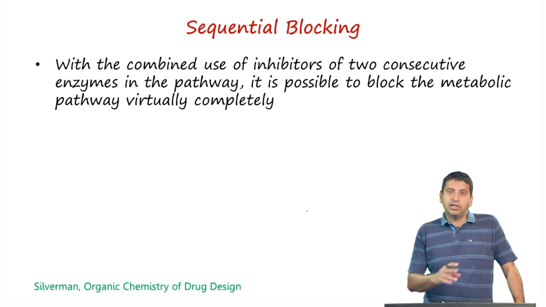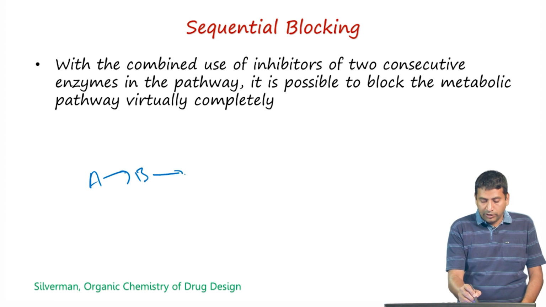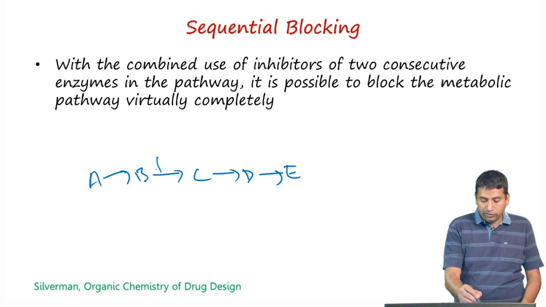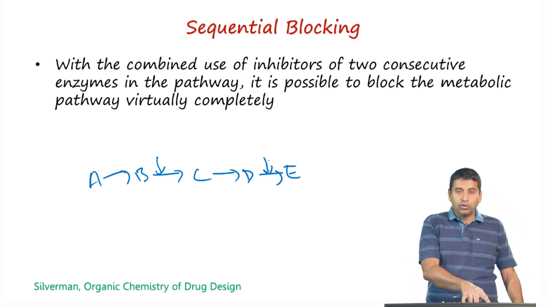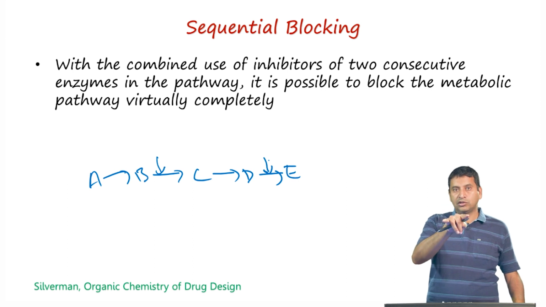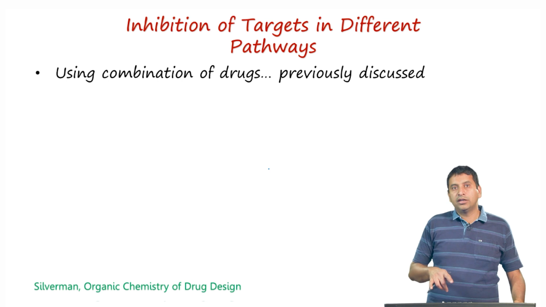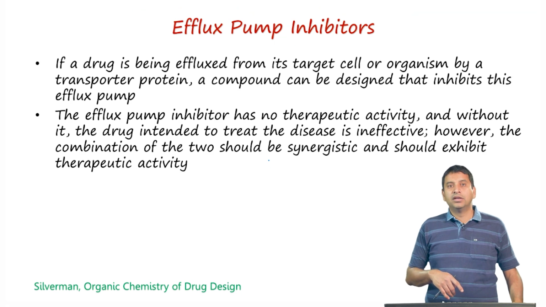But when you use inhibitors of two consecutive enzymes in the pathway, in this A going to B, going to C, going to D, going to E, we would not just block this, but perhaps you would also block this. Here you would develop two different inhibitors, so that they can work in synergy. We have already looked at combinations of drugs that we have previously discussed in detail, so I am not going to take this up again.